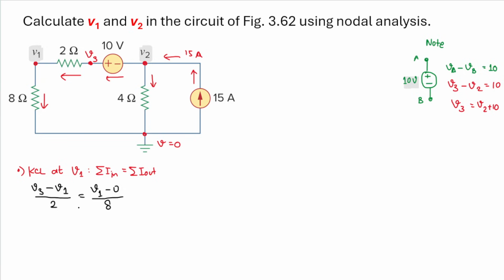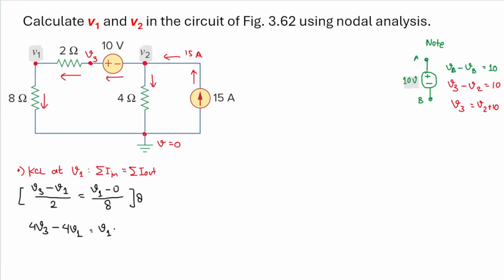I want to get rid of the denominator, so let's multiply both sides by 8. We will have 4V3, because 2 and 8 cancel into 4. So I'll have 4V3 minus 4V1. And V1 minus 0 is just V1, but 8 and 8 cancel each other, so I will have V1 here.